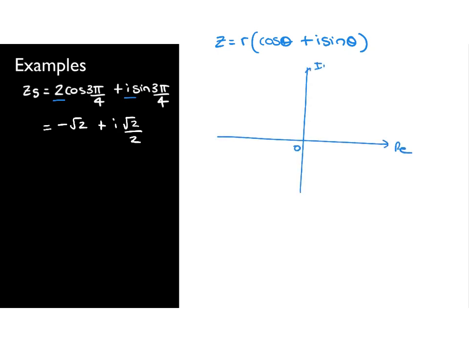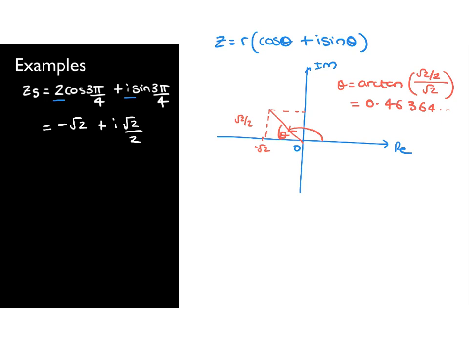So here's my sketch of my Cartesian axes, just a rough sketch. Negative root 2 might be about here, root 2 over 2, remember this is not to scale, might be about here. So the angle that I'm looking for, the argument, is over here, so we need to work out theta first of all. So theta is equal to arctan, or tan to the minus 1, of root 2 over 2 divided by root 2. Again, ignore the negative sign here. And you don't get a nice angle here in terms of pi. We get just a decimal value in terms of radians there.